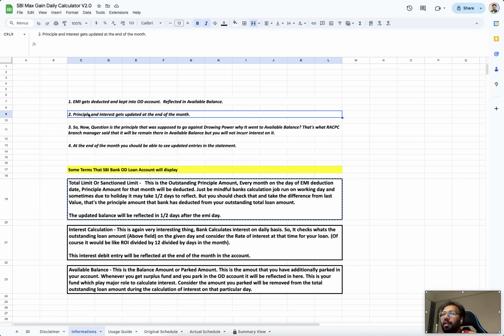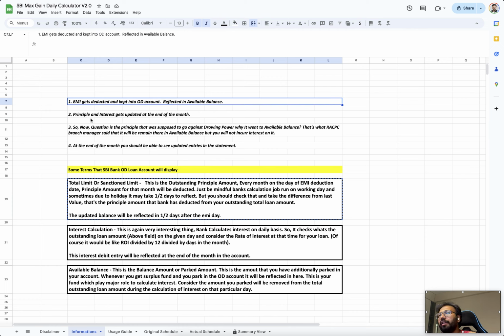So we will have some principal values in our tables, but the bank will deduct some principal amount on the day of your EMI deduction, and that day that principal amount will be reflected. At the end of the month the interest component gets calculated, and then you will be able to see the debit entry of your interest in your bank statement. So now the question is, the principal that was supposed to go against drawing power, right? Why did it go to available balance?